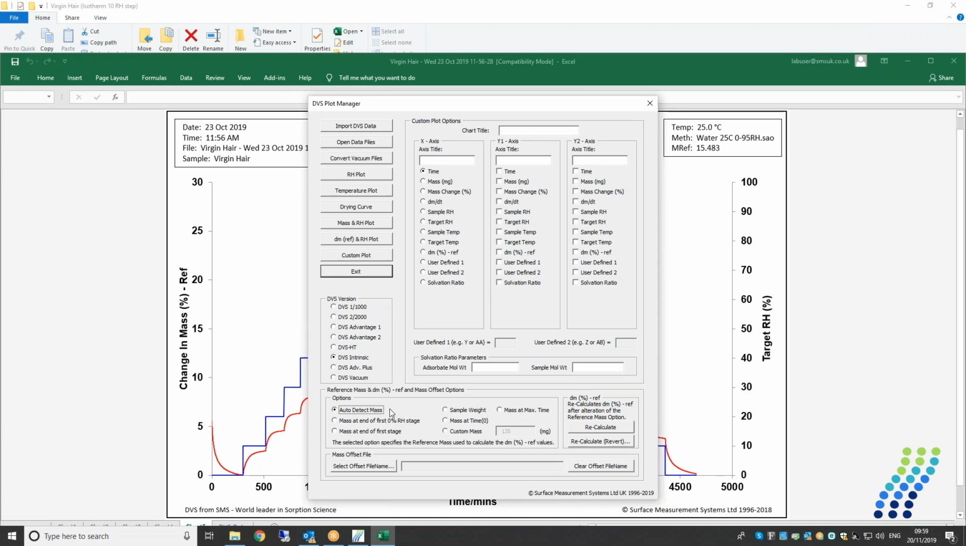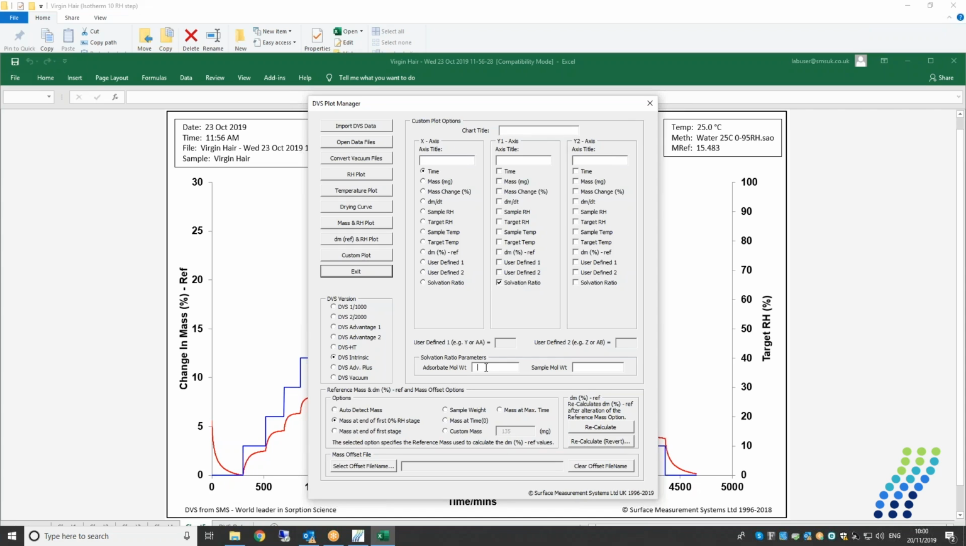So for example, for experiments which don't start at 0% RH, it's more appropriate to click this option here and to recalculate the data. Also, it's possible to generate custom plots. For example, if you want to plot a graph for solvation ratio, you keep time as the x-axis and select solvation ratio. For this plot, it's necessary to input the adsorbate molecular weight.